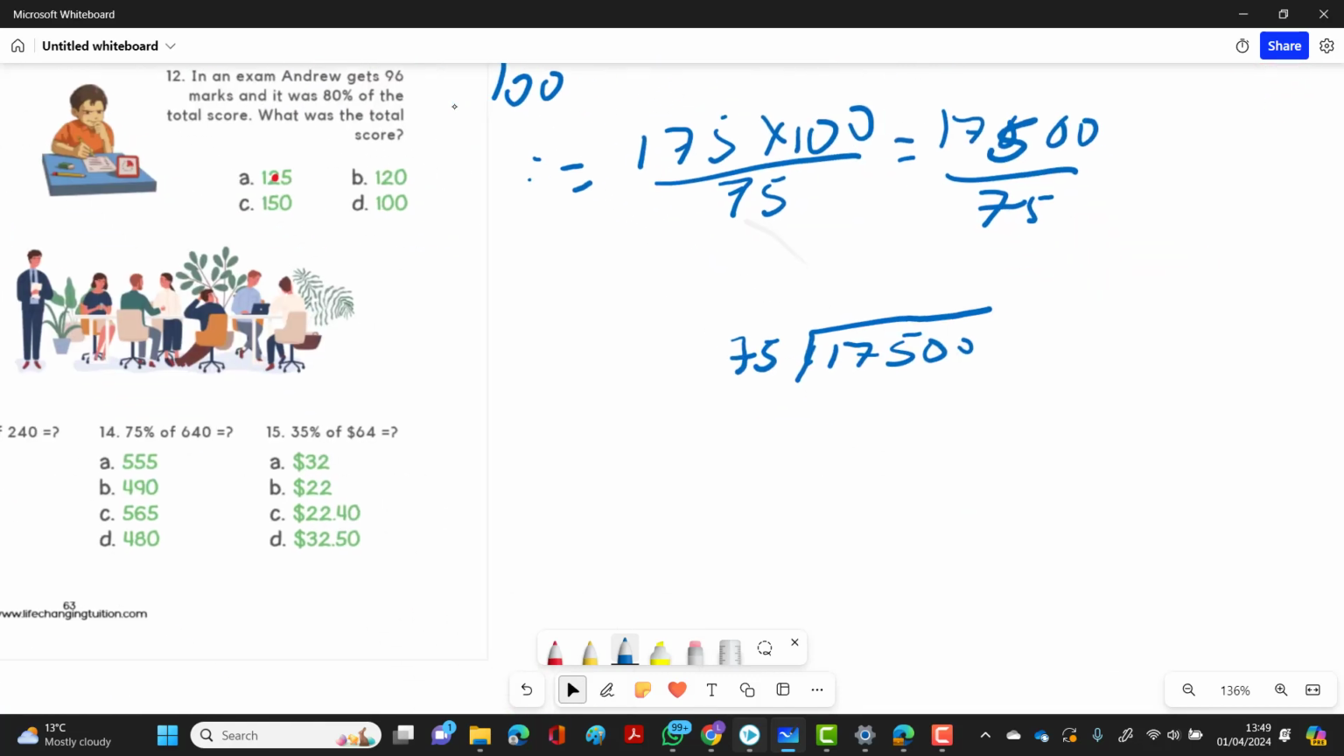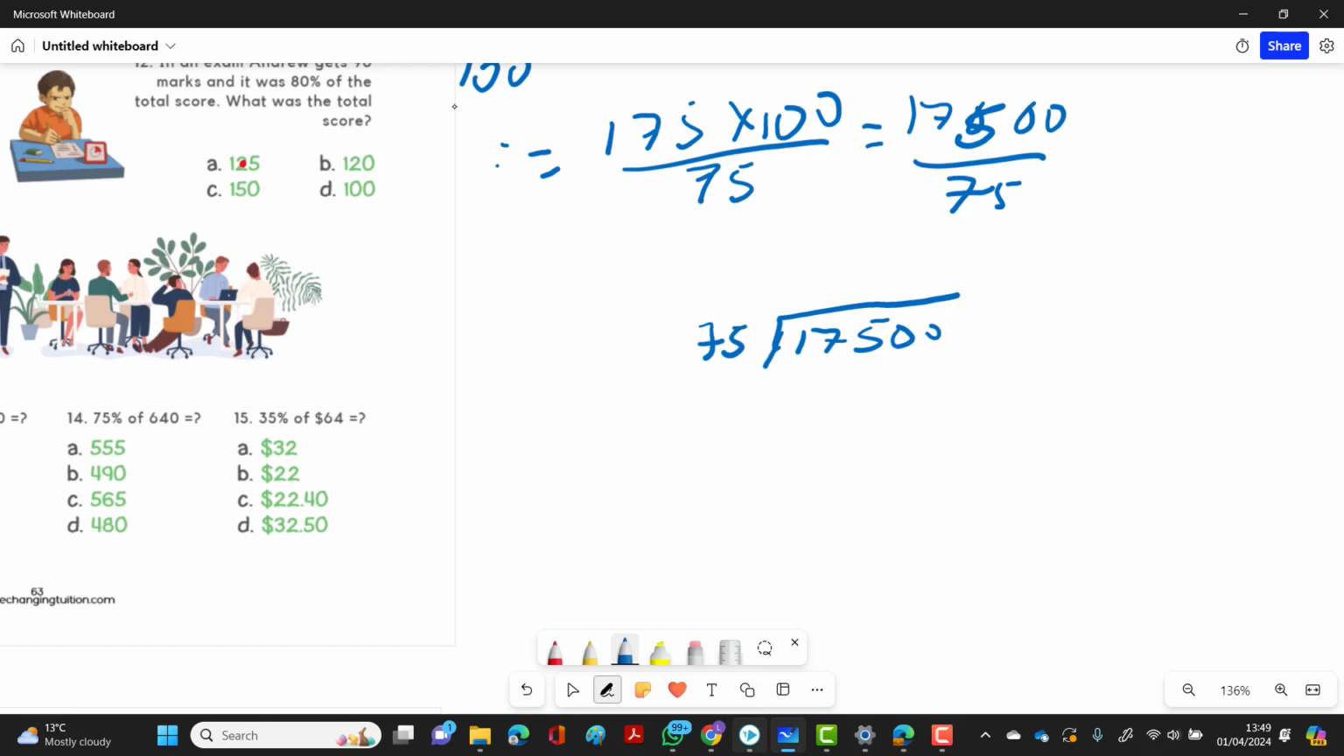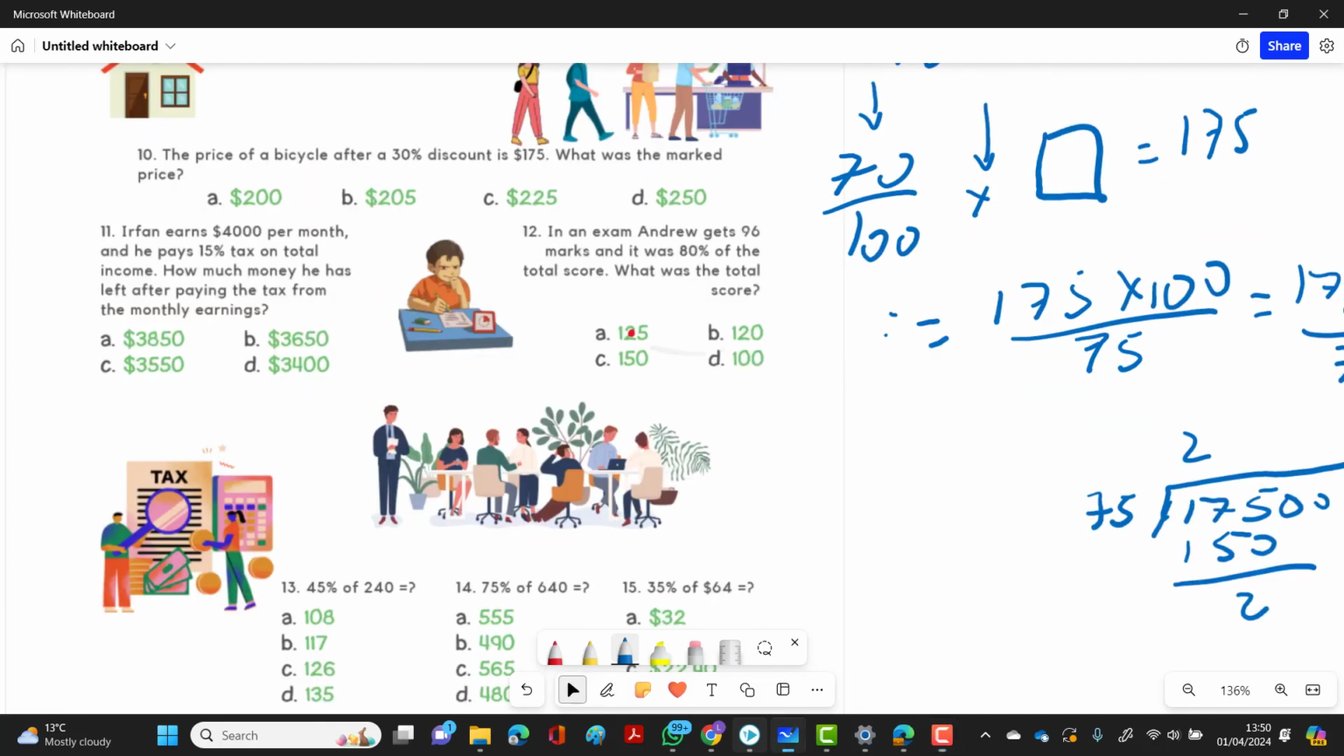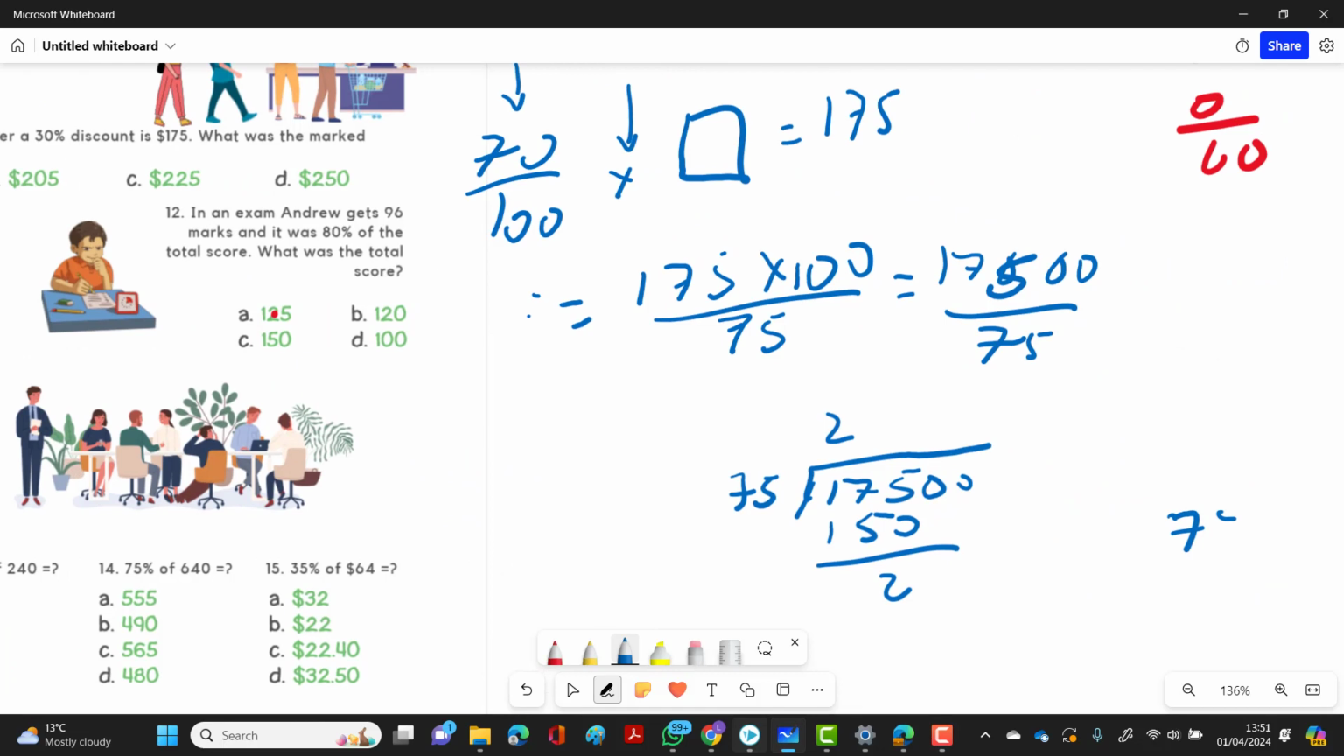Okay, so again, when you're doing double digits, you're going to have to do some trial and error. So how many 70s go into 175? I think it's probably going to be 2. It's 140. Just realised I made a mistake. It's not 75, it's 70, because this is 70. So let's rub this out.